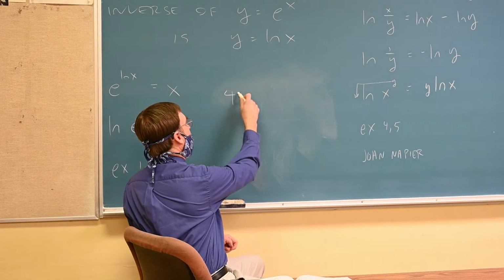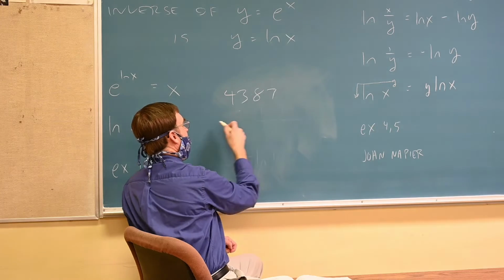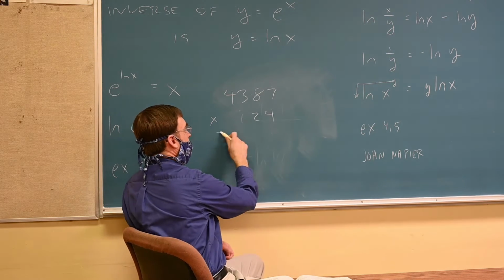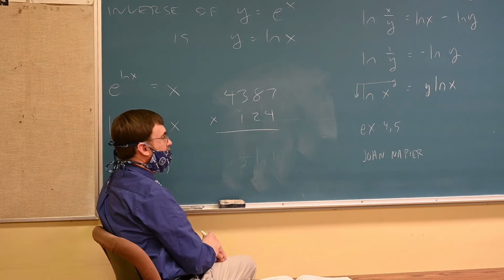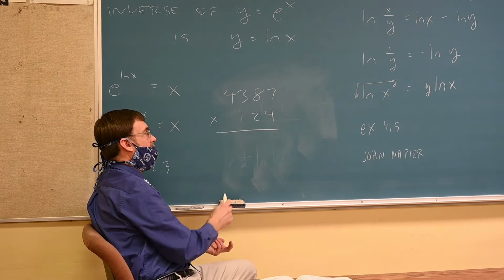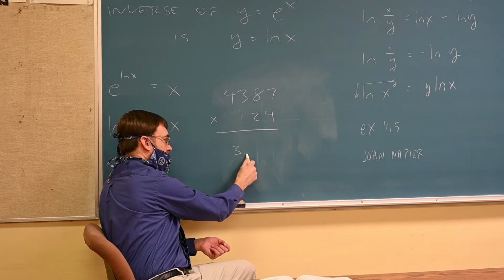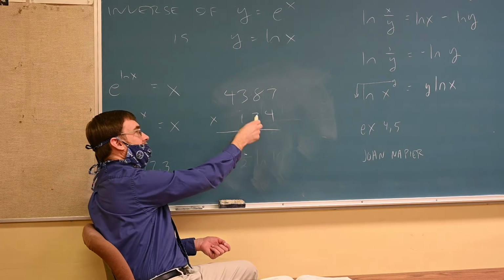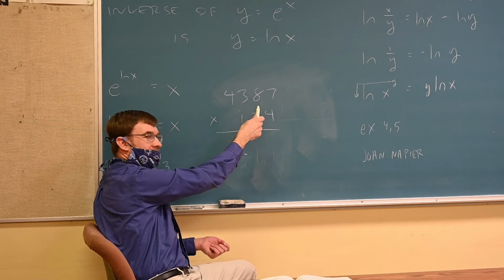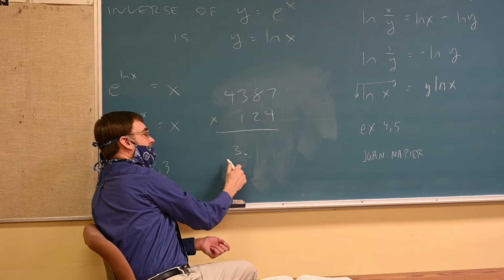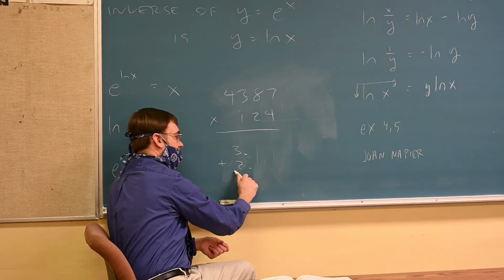So, like if we had 4,387 times 124. Okay, what they would do is they had this table of logarithms where they would look this number up, and that would be 3 point something, because like scientific notation, it's moved over 3 spots kind of stuff. This would then have to be 2 point something.